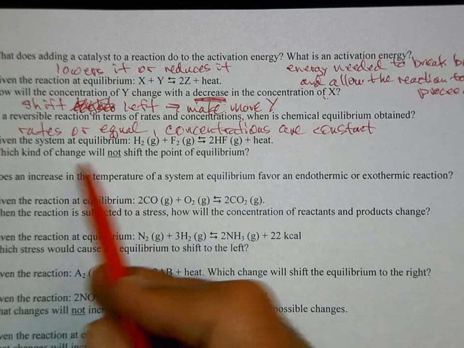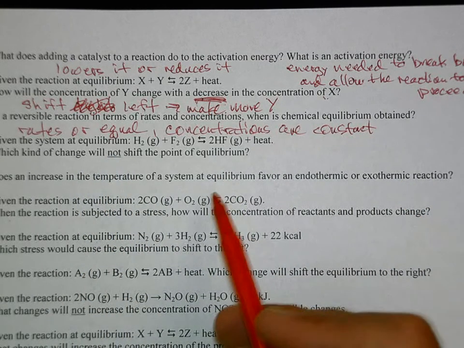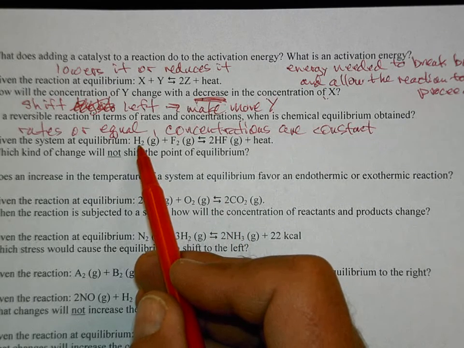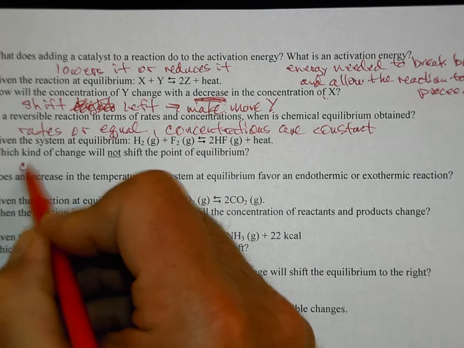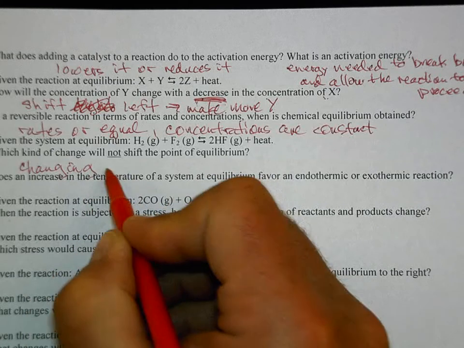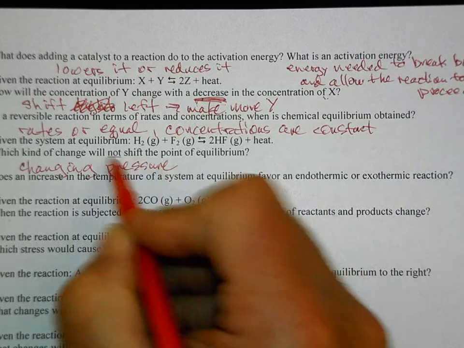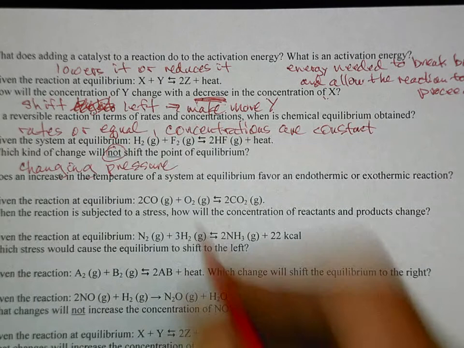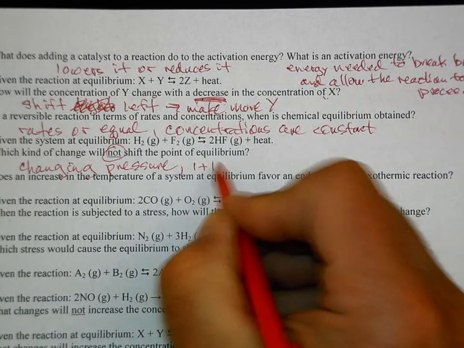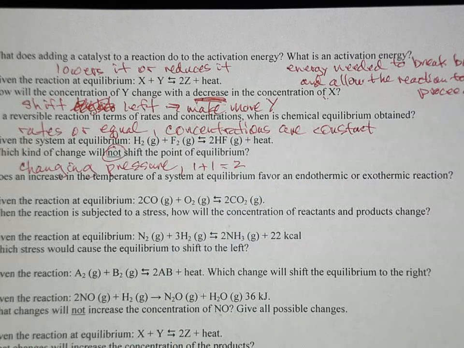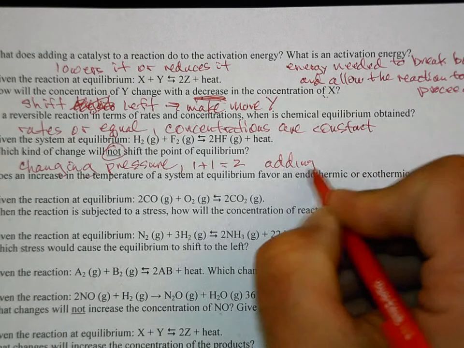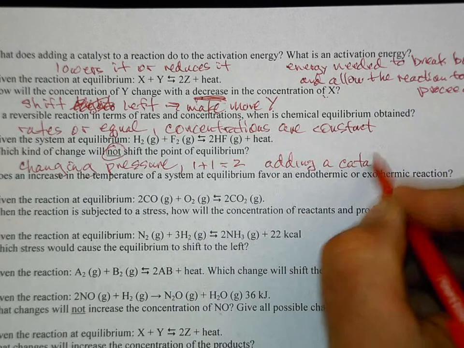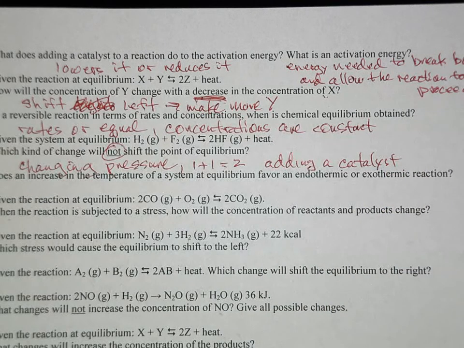Okay, what kind of change will not shift the point of equilibrium? Well, I have the same number of moles on the left, 1 and 1, as on the right, so changing pressure will not change the equilibrium. Because again, 1 plus 1 equals 2. If I increase the pressure, it would want to go to the side with fewer moles. Since the moles are equal, it's not going to change it. Also, adding a catalyst will not change the point of equilibrium.